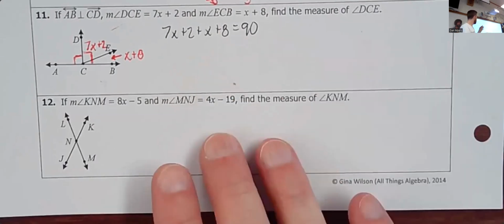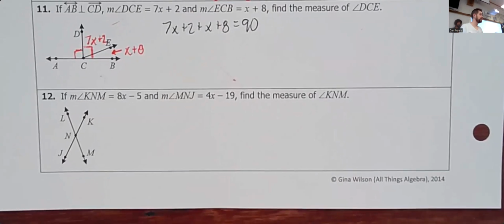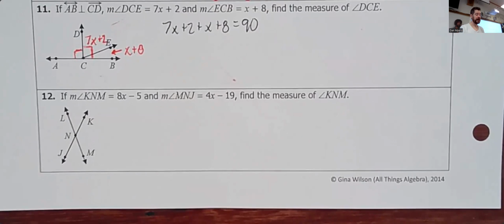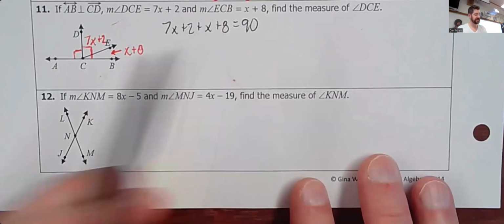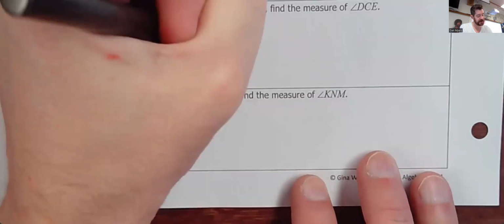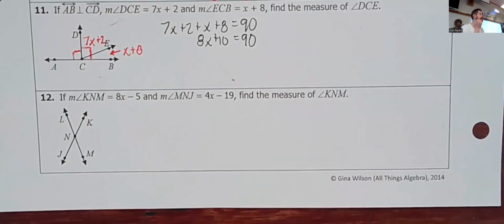So every single problem might be a little bit different in terms of how you set up the problem. Sometimes they'll be equal, sometimes they'll add up to 90, sometimes they'll add up to 180. And then Rob, you said 8x plus 10, right? Yeah, because 7x plus x, that would be 7 plus 1, which is 8, so that's 8x. And then 2 plus 8 is 10. So we combine our like terms, and we get 8x plus 10 equals 90.